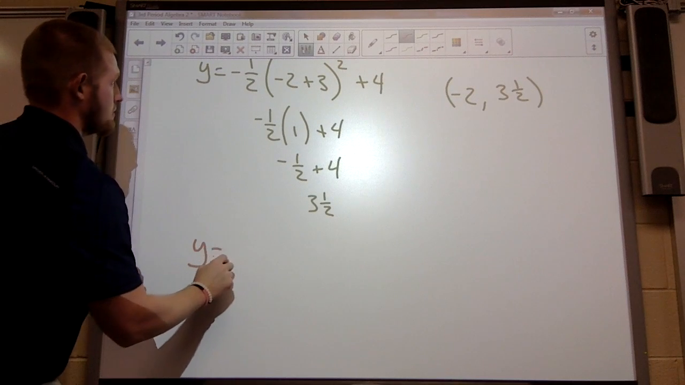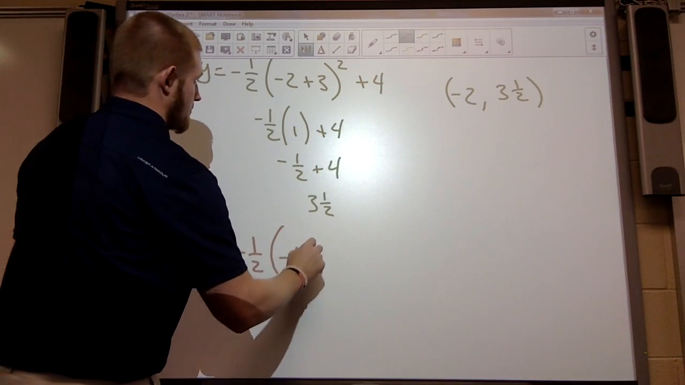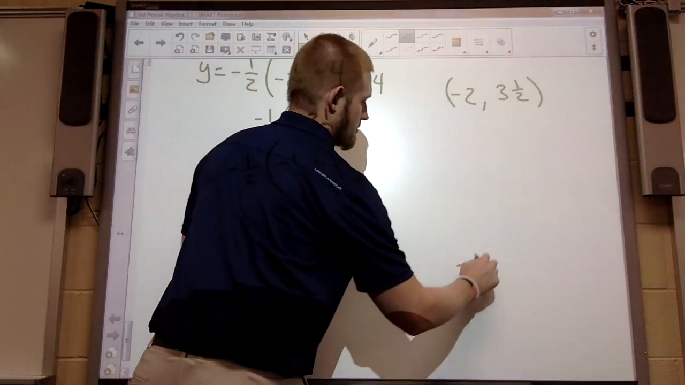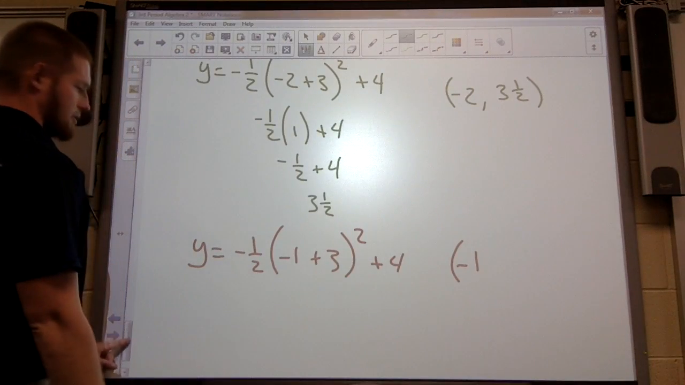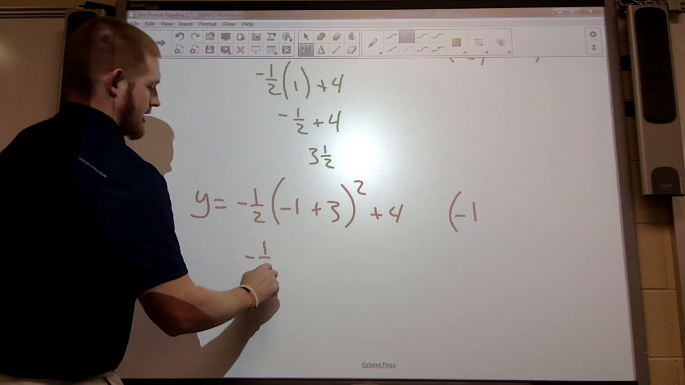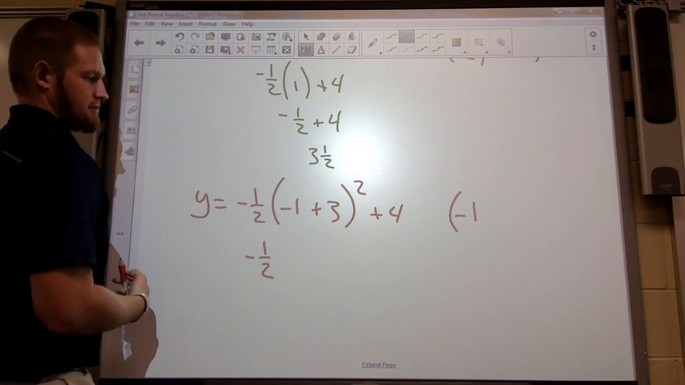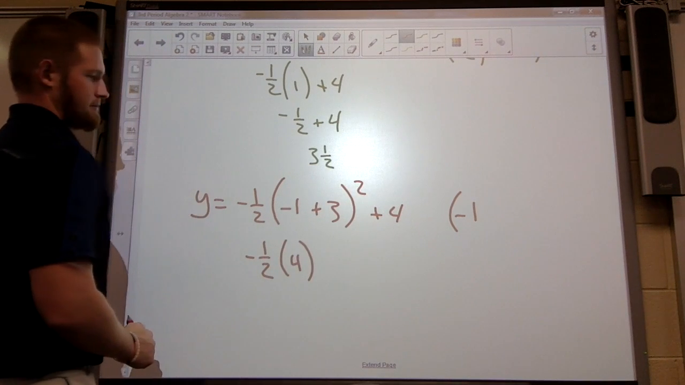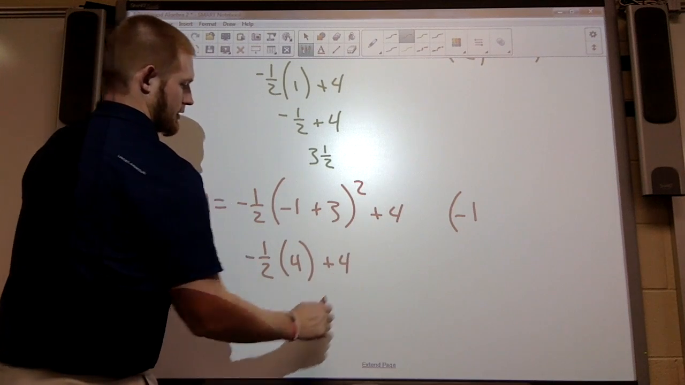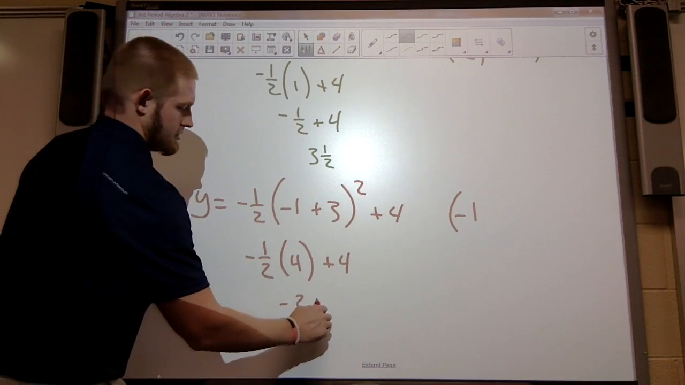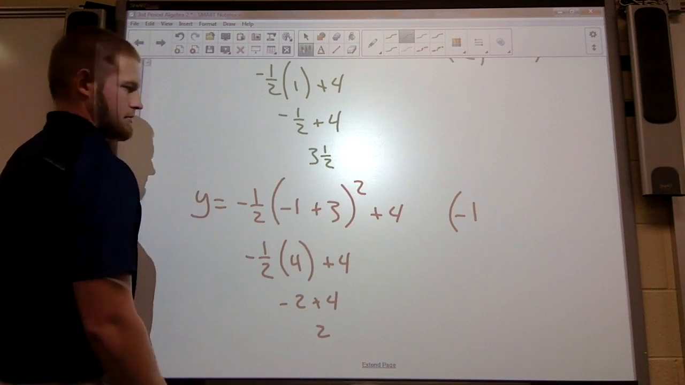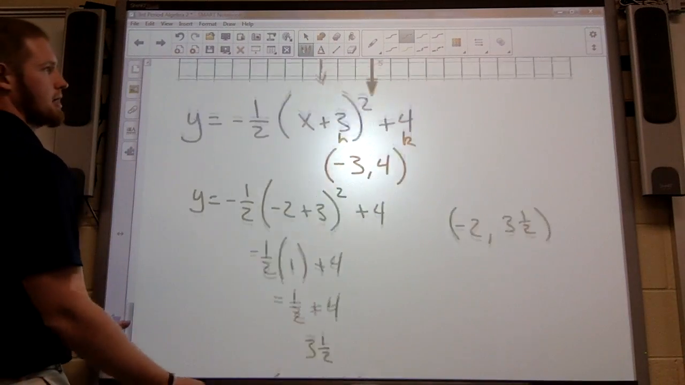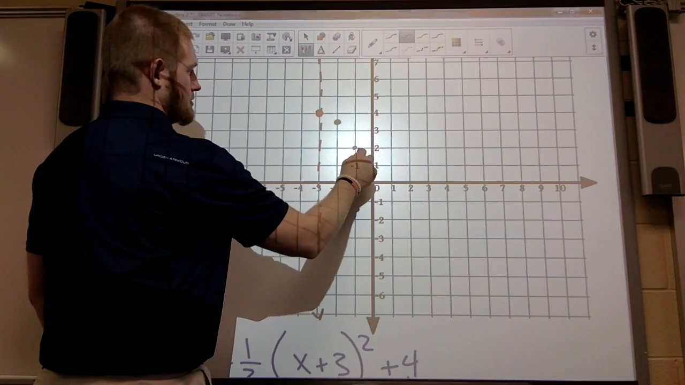I have y equals negative 1/2 times negative 1 plus 3 squared plus 4. Remember, my x value was negative 1. I've got to figure out what my y value is. So I have negative 1/2. Negative 1 plus 3 is positive 2. Squared is 4. So I have negative 1/2 times 4 plus 4. Negative 1/2 times 4 is negative 2, plus 4 is positive 2. Okay, so I have negative 1, comma, 2, and plot that. Negative 1, 2.